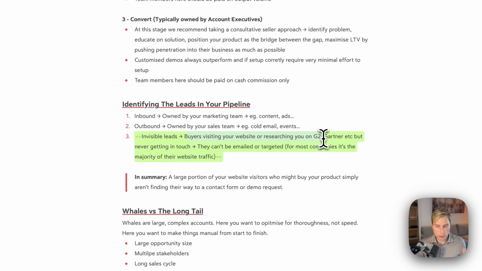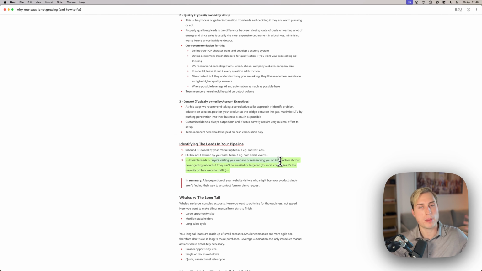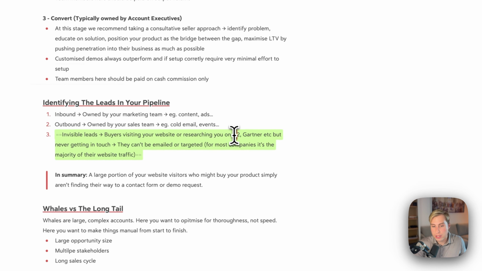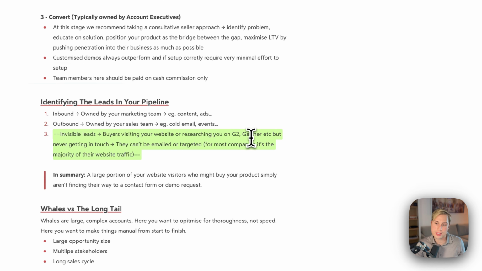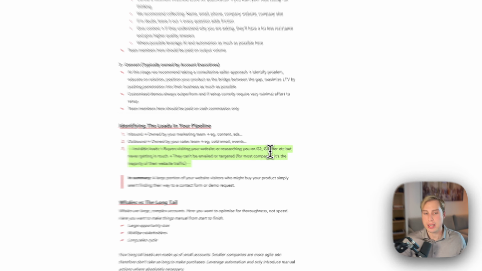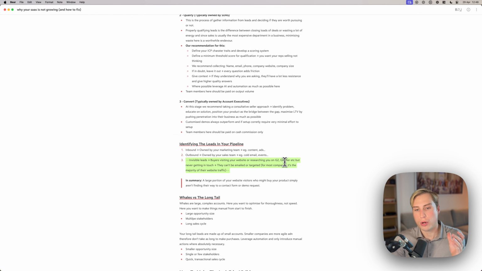And where did they come from? It can depend, right? Maybe they came from some form of SEO, maybe they came from a referral, maybe they found you on a comparison site like G2 or Capterra or one of these others. The source of this doesn't actually matter. The difference is they are aware of you and they are browsing in your ecosystem, but you don't know who they are. They're just anonymous.